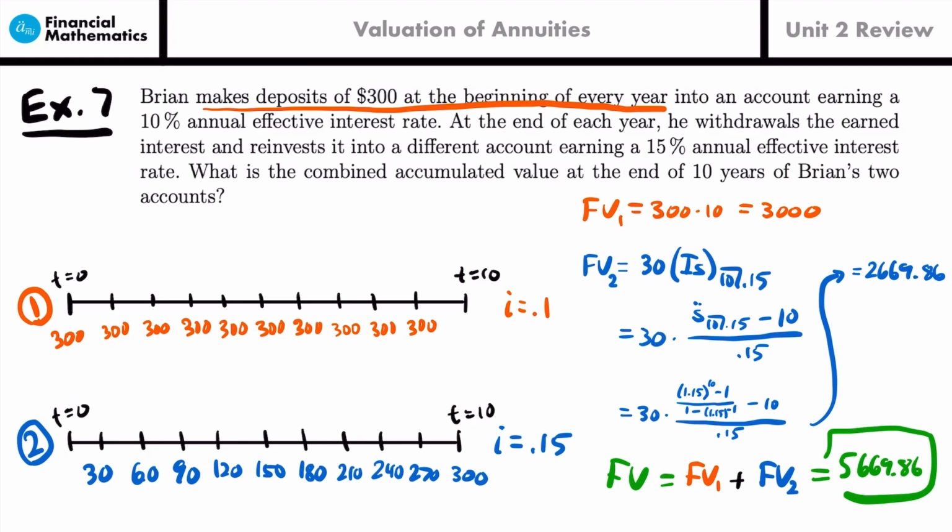It dealt with reinvesting interest into another account, but we were able to make sense of it by drawing some timelines to see where the payments were being made and where the interest was going, and it helped us form a strategy on how to calculate this future value. Okay, and so with that, let's move on to our last example problem for this Unit 2 review.